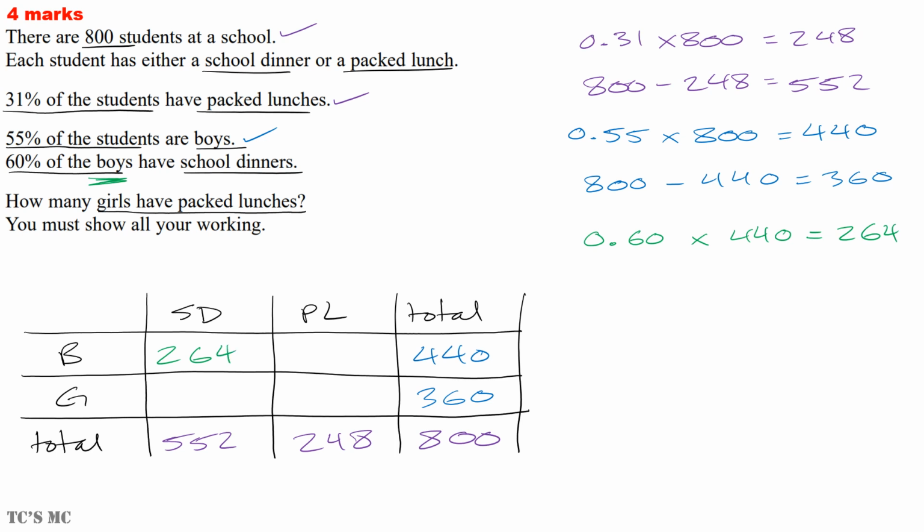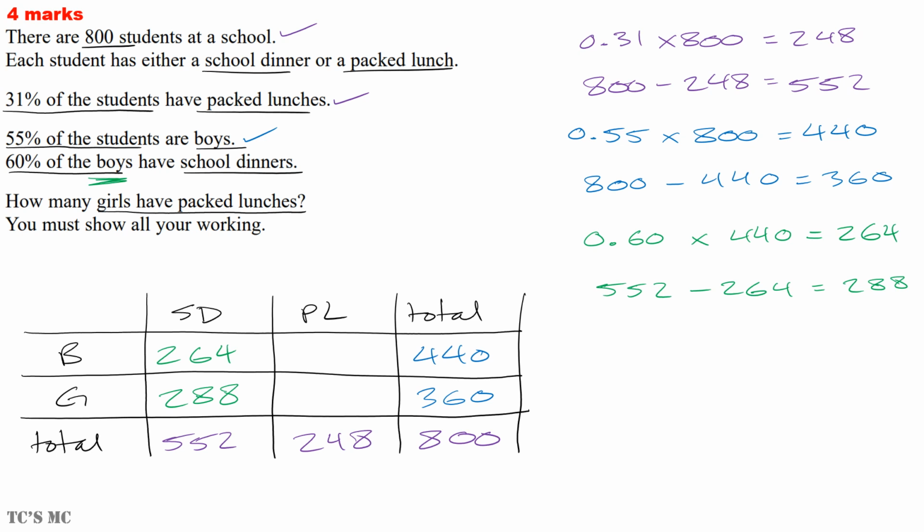And now I can work out how many girls have school dinners. So I'm going to do 552 subtract 264. That gets me 288. Now I have a 3rd mark.